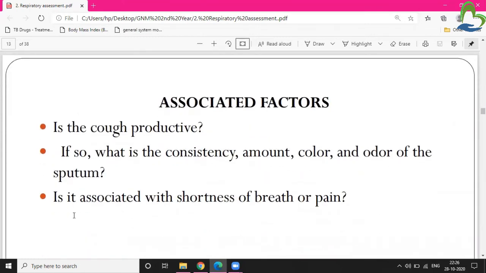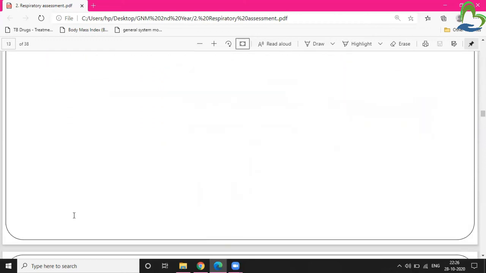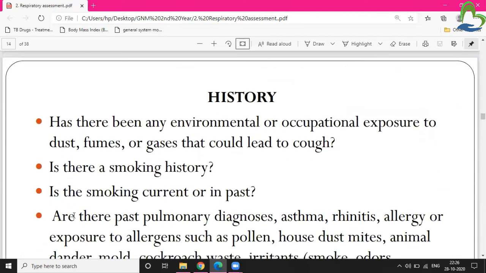Associated factors we can ask the patient about: is the cough productive? If so, what is the consistency, amount, color, and odor of the sputum? Because by this also we can get so many details or data. Like if there is blood present, hemoptysis will be there. Is it associated with shortness of breath or pain? So we can take history regarding that also.